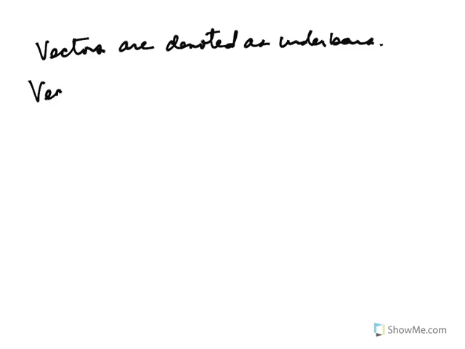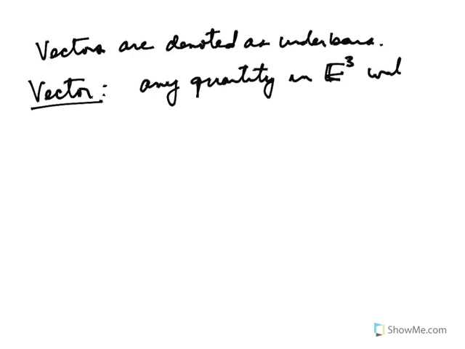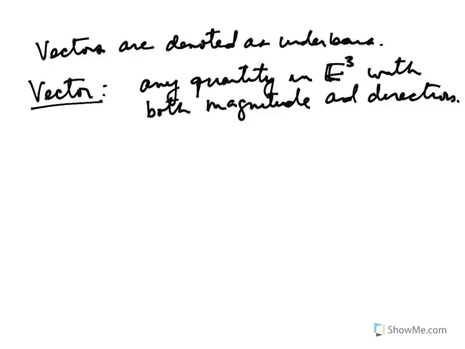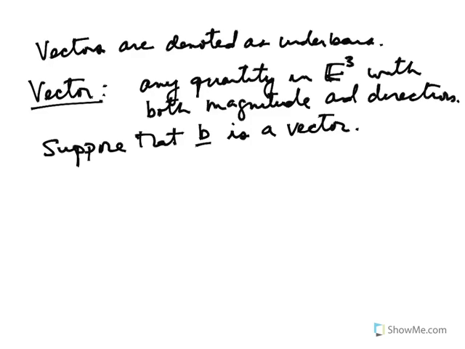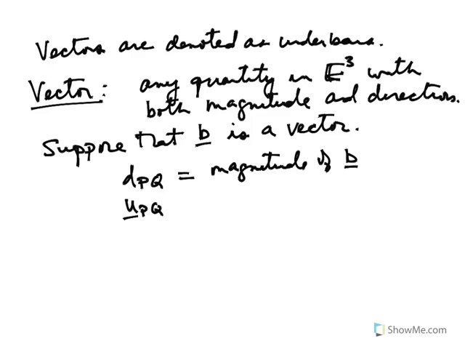And now what's the definition of a vector? A vector is any quantity that lies in E3 with both magnitude and direction. So suppose B, the way I drew it before, is a vector. Now, the magnitude of the vector B in this case is dPQ. That's the magnitude of B. The direction, UPQ, this is the direction of B.